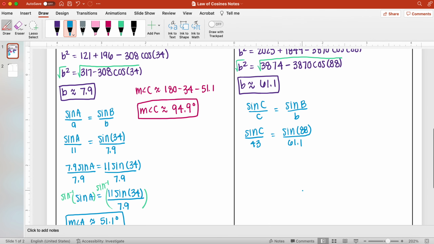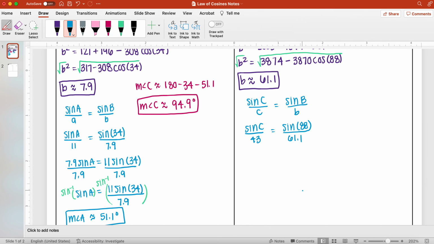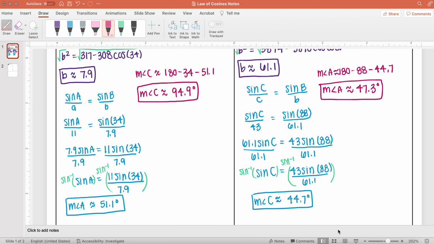So go ahead and pause the video. I want you to finish this problem out. When you think you have it, go ahead and press play. So the answers you should have gotten were that angle C is approximately 44.7 degrees and angle A is 47.3 degrees.